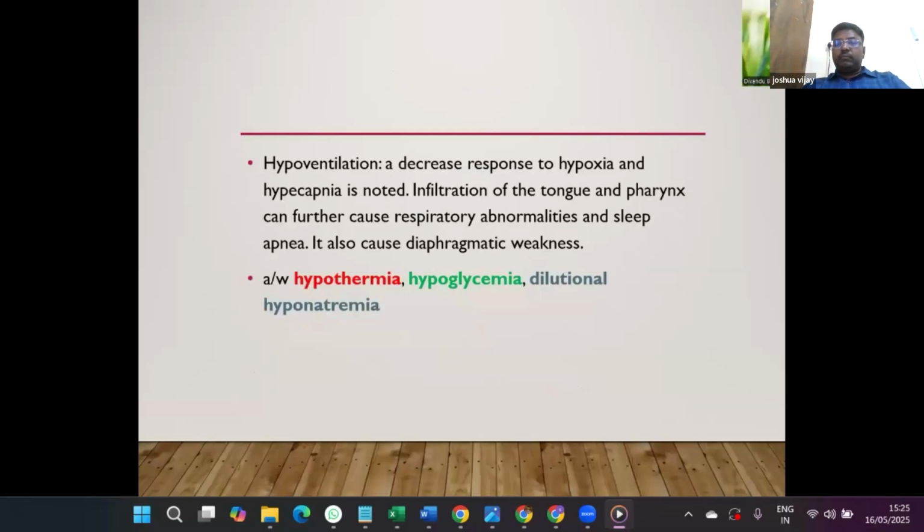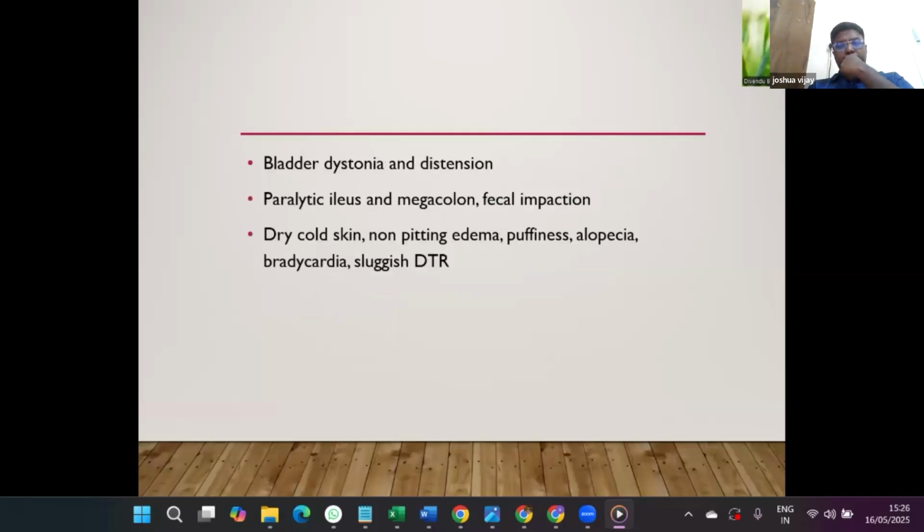Infiltration of the tongue and pharynx can further cause respiratory abnormalities and sleep apnea. It also causes diaphragmatic weakness. It is associated with hypothermia, hypoglycemia, or dilutional hyponatremia. Bladder dystonia and distension, paralytic ileus, megacolon, fecal impaction.